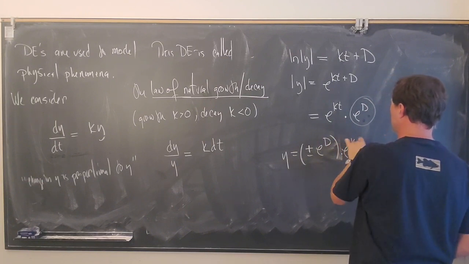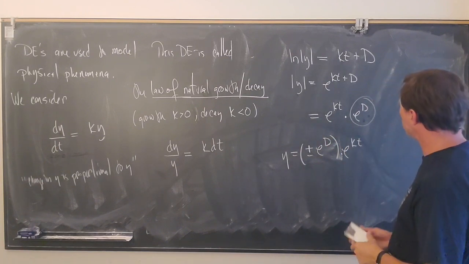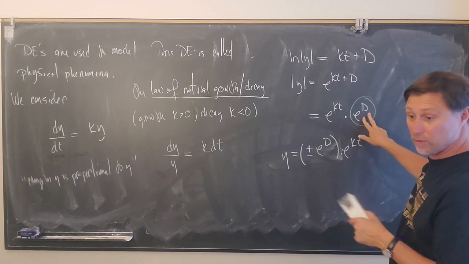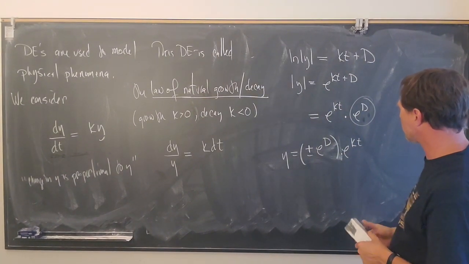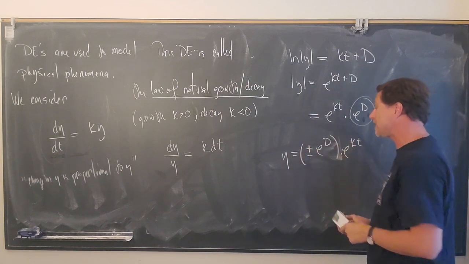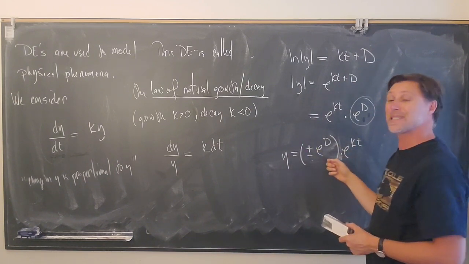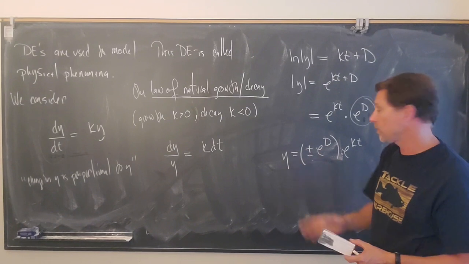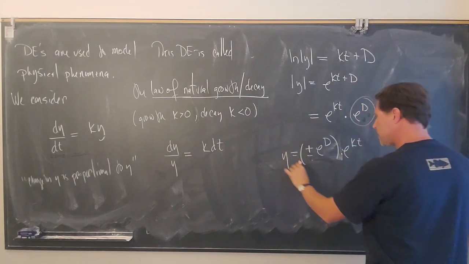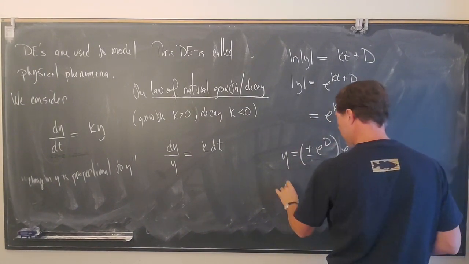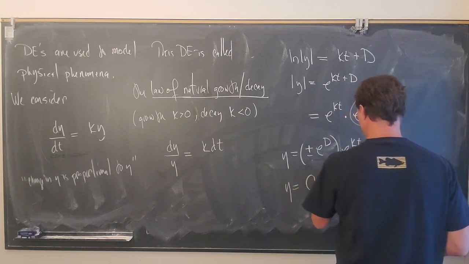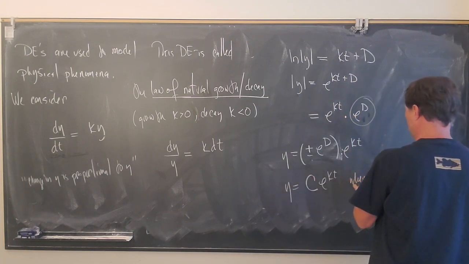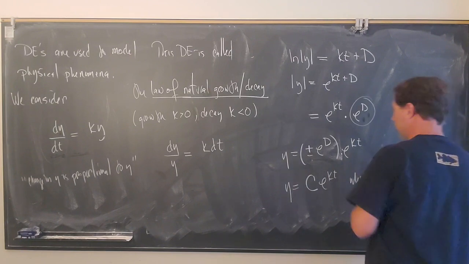Now notice e to the d is positive, right? The exponential function always gives us a positive output. And so what we have now is plus or minus e to the d. What that gives us is all possible constants except 0. And so I can rewrite this constant right here as c times e to the kt, where c is any non-zero constant.